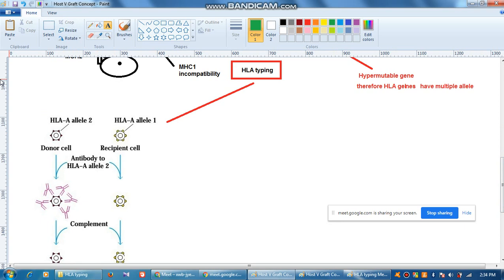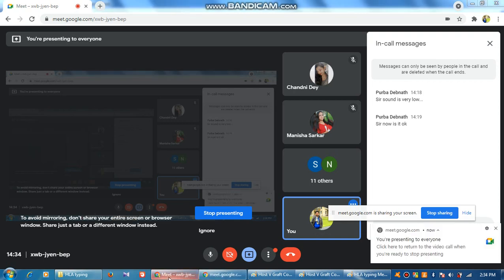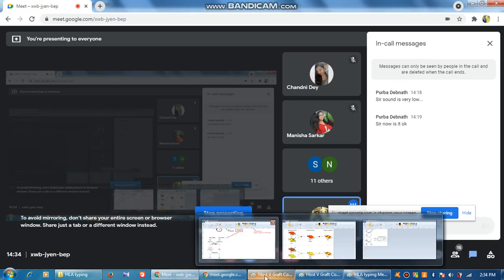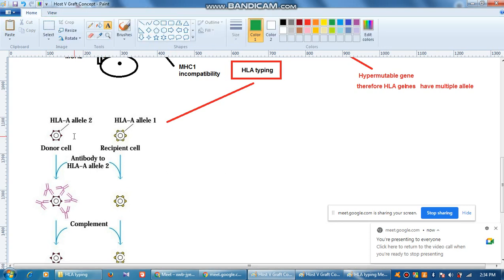So here you see, this is a donor cell, okay, and this is a recipient cell. Donor cell means what? Now which kind of cell are we talking about? Here we are talking about any cell other than blood, RBCs, okay. So you should understand that it could be any cell.